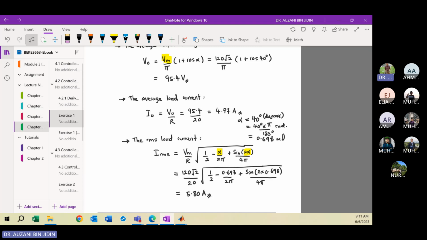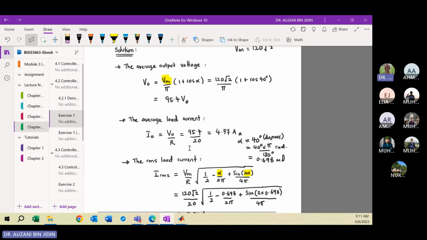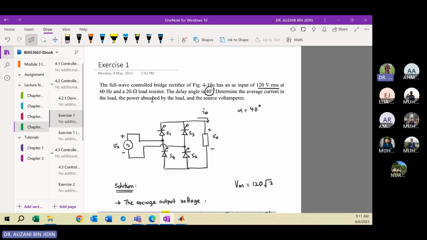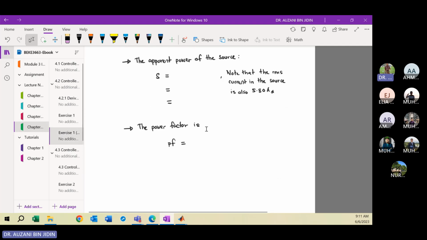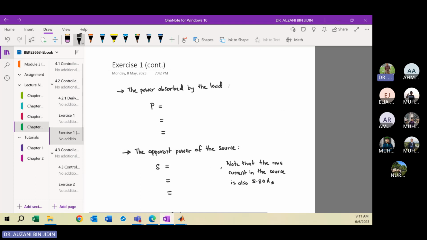Okay, RMS current. We calculate the RMS current in order to calculate the power absorbed by the load, because the question asks you to calculate the power absorbed by the load. That's why you need to calculate the RMS load current first. The power is the RMS output current squared multiplied by R. So here is 4.8 squared times 20. Then you get the power, which must be in watt, 673 watt.